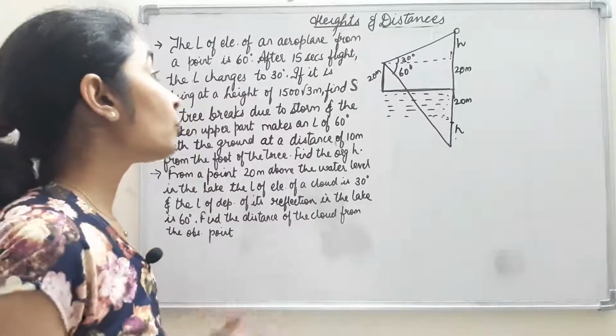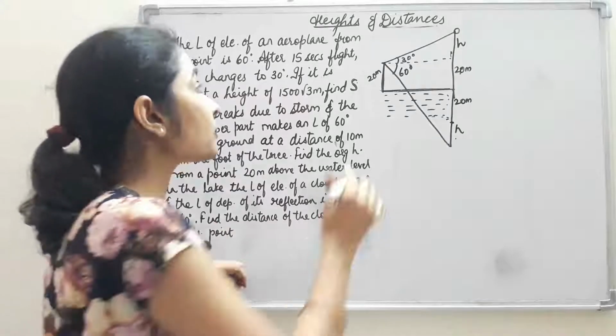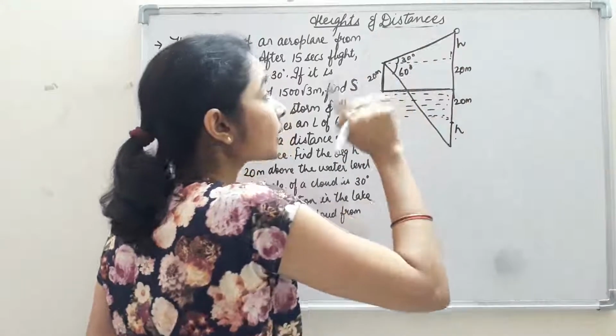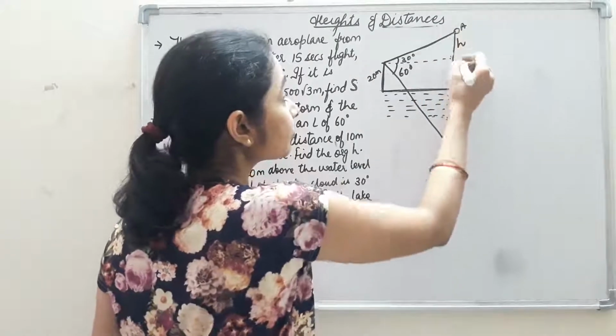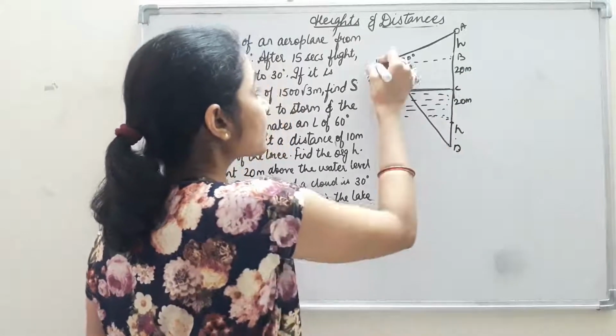Okay, now we are supposed to find the distance of the cloud from the observation point, that means this we are supposed to find. Let us start naming the diagram now, that this is A, B, C, D, and this is point E.